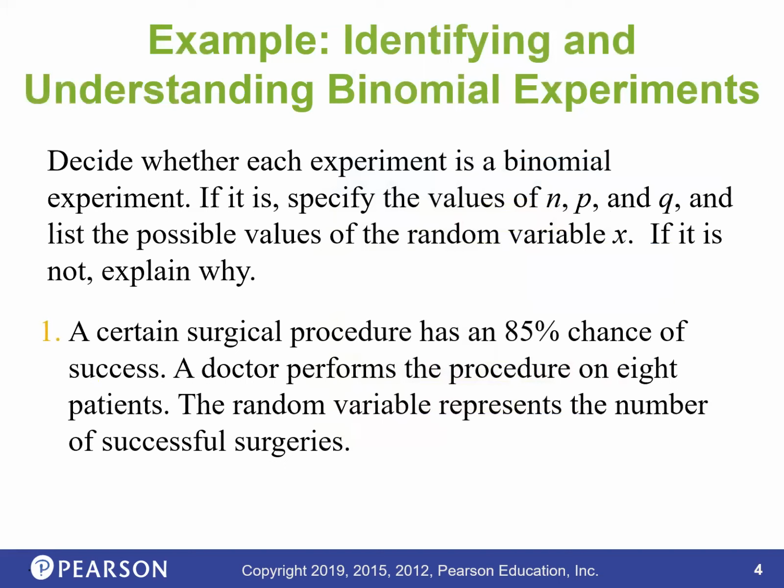A certain surgical procedure has an 85% chance of success. A doctor performs a procedure on 8 patients. The random variable represents the number of successful surgeries. Cool. What do you guys say?